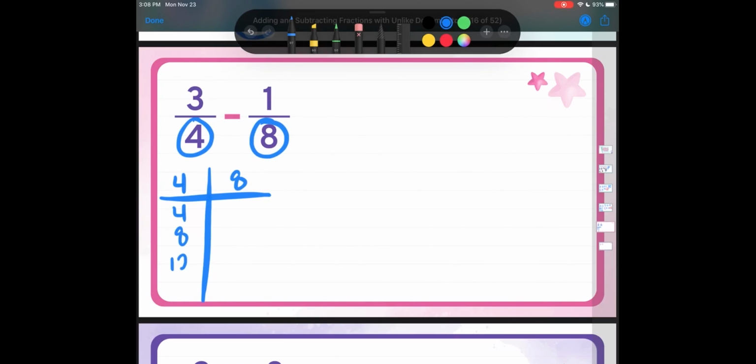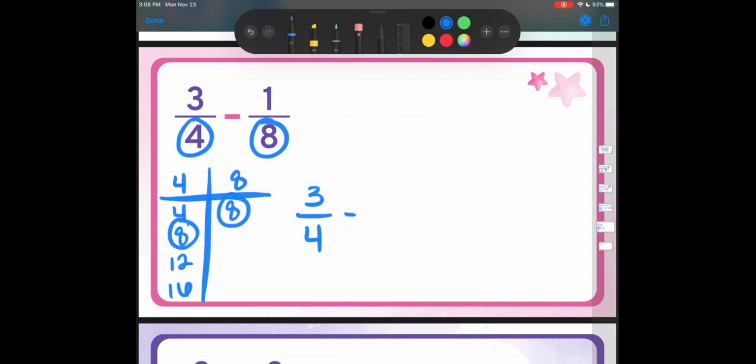So we're going to skip count by 4 and skip count by 8. List their multiples so that way we know what they can both become. Well, 4 is going to be 4, 8, 12, 16. 8 is already 8. So since 8 is the first one that they can both turn into, we're going to turn them into 8s. 1/8 is already 8s. So 3/4 is the only one that needs to become a new fraction. So we're going to turn them both into 8s.